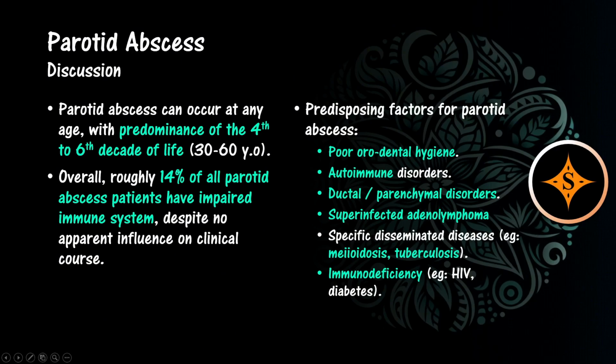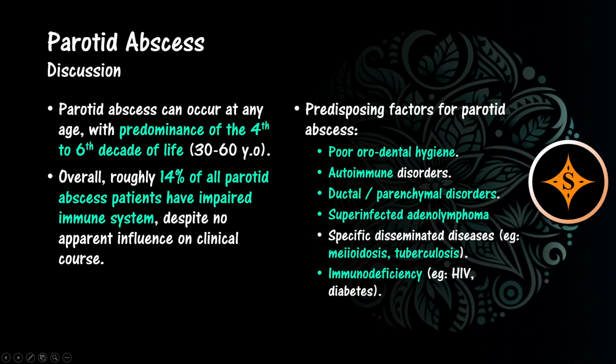Parotid abscess can occur at any age, but predominantly it occurs in the 4th to 6th decade of life, that is 30 to 60 years old. And overall, in this study, 14 patients, 40% of patients, have immune compromise. However, their immunocompromised status does not affect the clinical course, meaning those with immunocompromise versus those without signs of immunocompromise, they don't have a statistically significant difference in their clinical course.